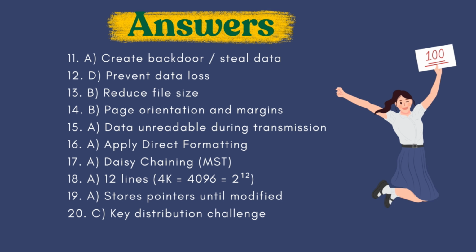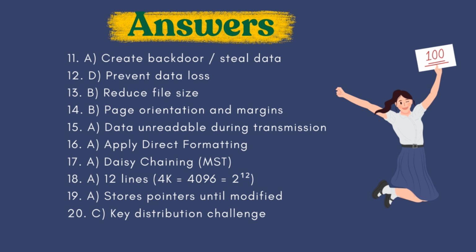In number 15, data being unreadable during transmission points to encryption, protecting data while it's transferred over networks. For number 16, applying direct formatting allows us to customize individual parts of a document without affecting the whole, giving us more control. Number 17 discusses daisy chaining, or MSD, a method used to connect multiple devices in a series, which is important in network topology. In number 18, the reference to 12 lines or 4K being 4096 or 2 to the 12th power emphasizes the significance of binary systems in computing and data storage.